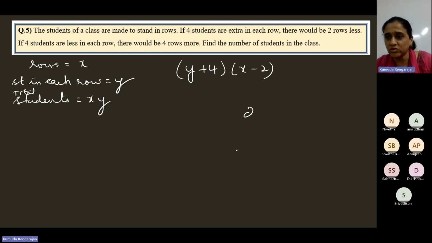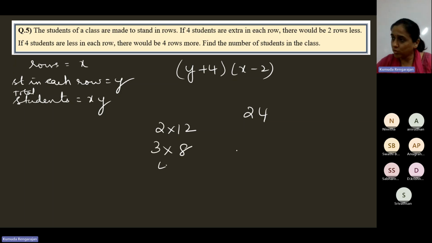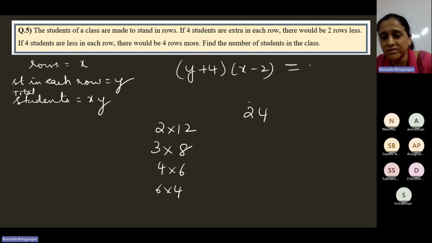Like if there are 24 students, you can arrange them in 2 rows and 12 columns, or 3 rows and 8 columns, or 4 rows and 6 columns, or 6 rows and 4 columns. You can arrange them in different ways. But the number of students will be 24 only, right? So the number of students will remain the same, XY.